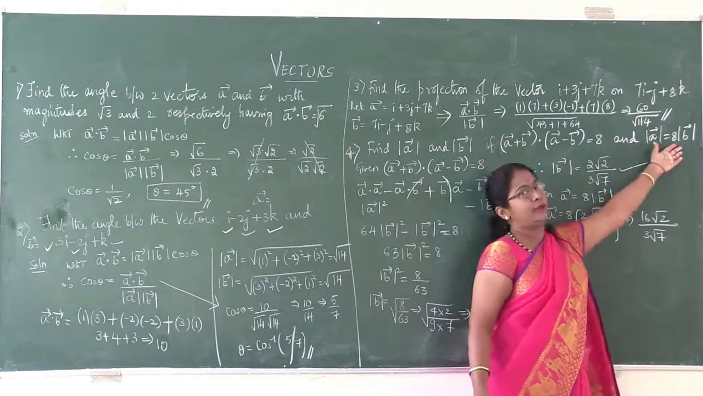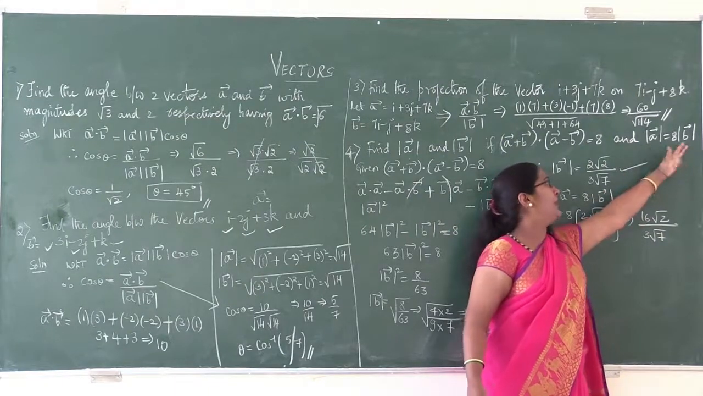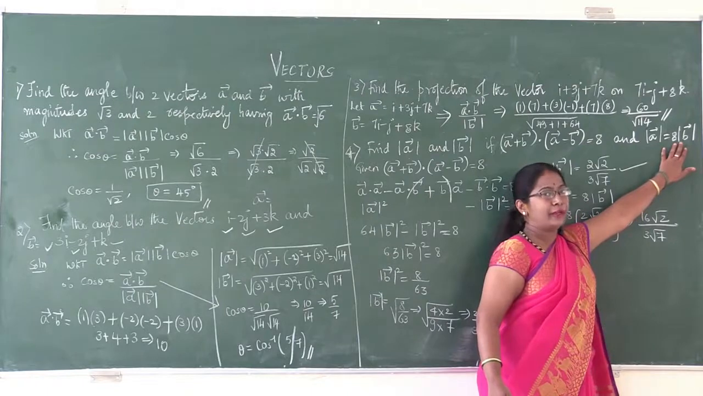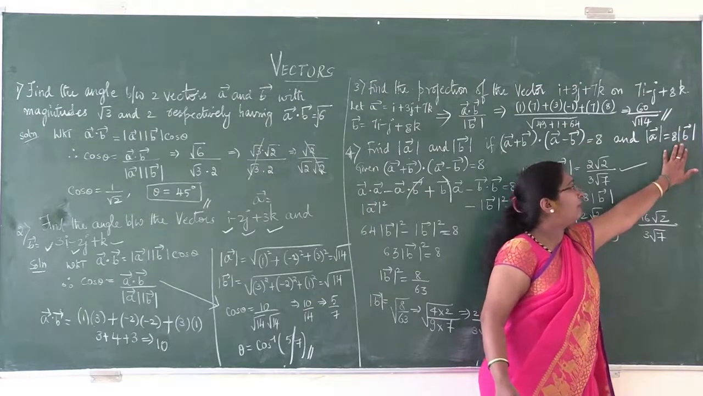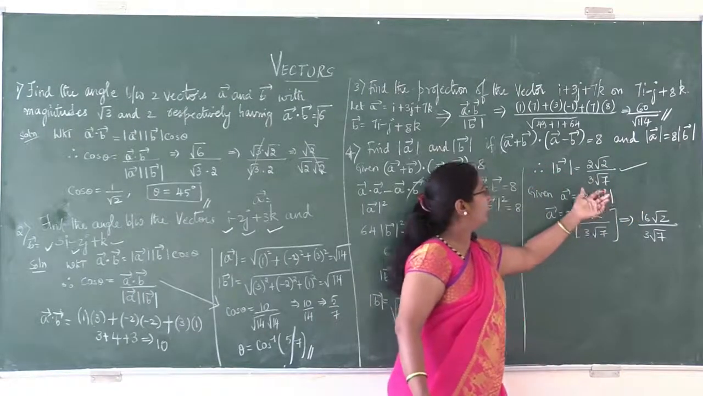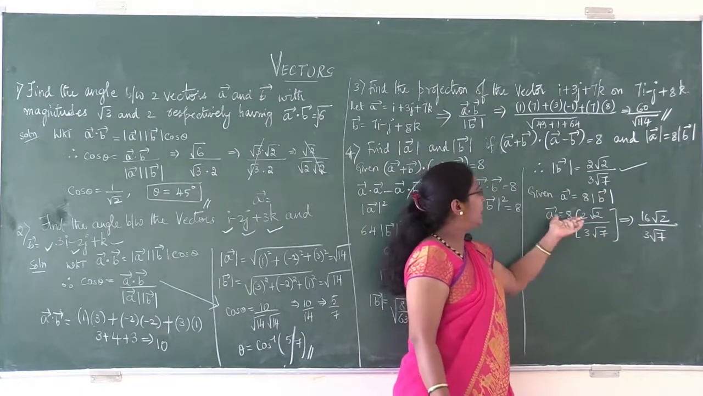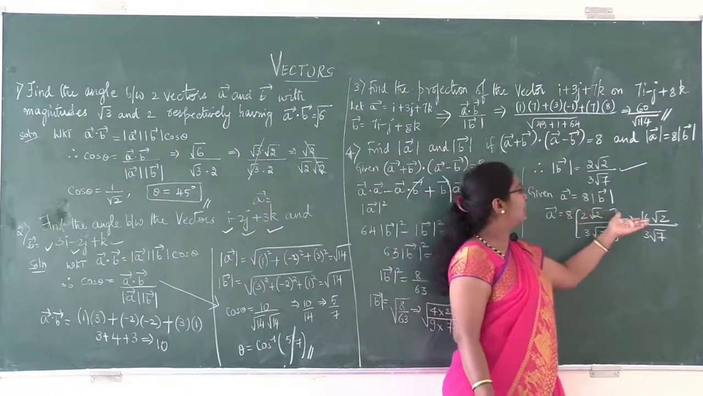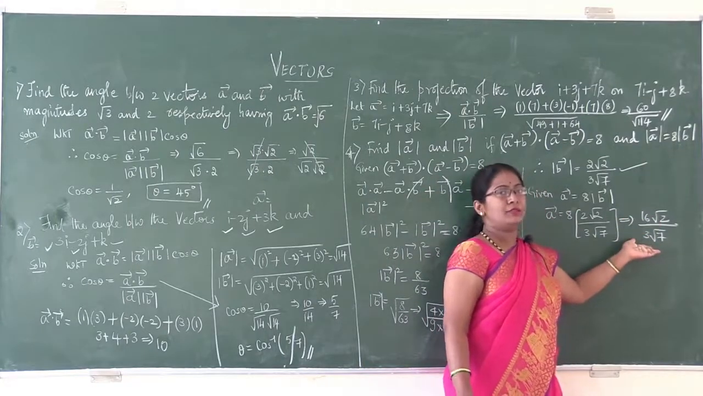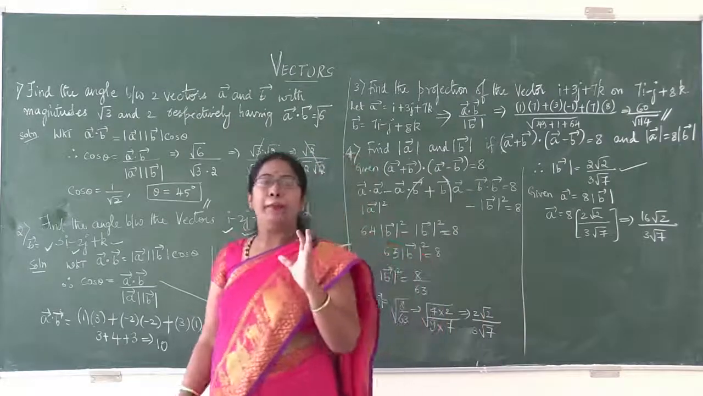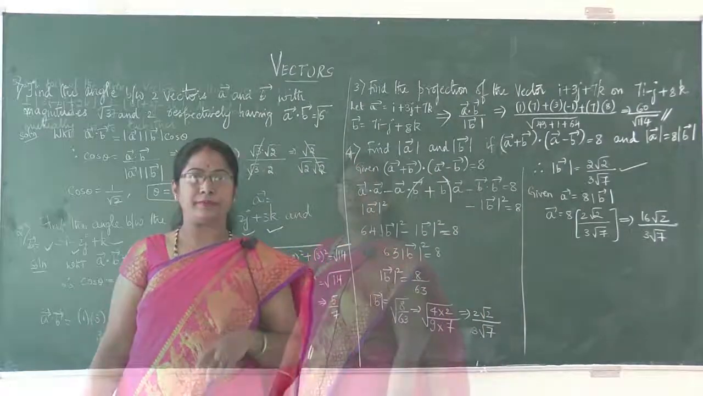Magnitude of vector A equal to 8 times the magnitude of vector B. So in this given data, you will substitute the value of magnitude of vector B. The value of magnitude of vector B is 2 root 2 divided by 3 root 7. And how do you find the value of vector A? 8 2s are 16. When you multiply, you get 16 root 2 divided by 3 root 7. This is the resultant answer of magnitude of vector A and magnitude of vector B.